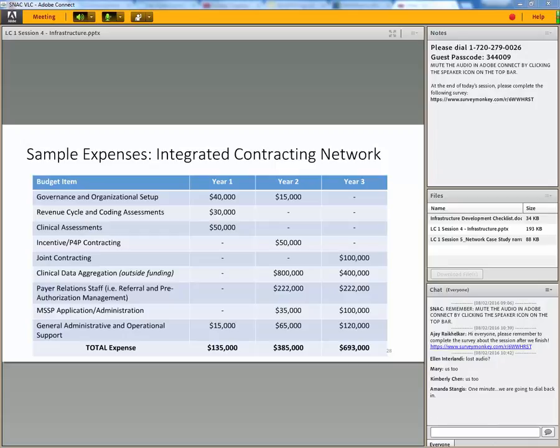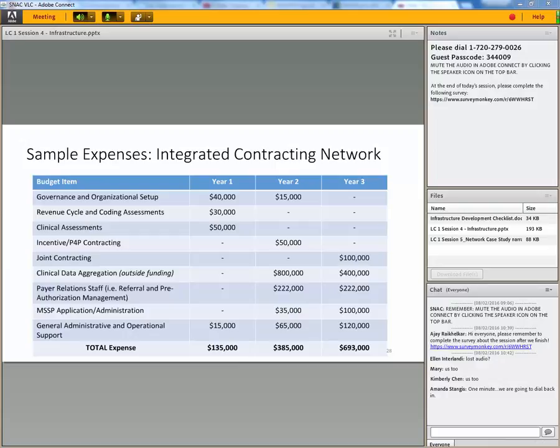Again, this budget I would not use necessarily to be in any way predictive of what your costs might be. However, it does kind of break out some of the major categories that we advise organizations to budget against. Governance and organizational setup is things like forming the organization, writing the operating agreement, legal work, legal filing, stuff like that. Clinical and revenue cycle assessments really get at understanding what are some of the shared needs that the network might be able to assist its members with so that it can create some of that shared infrastructure.